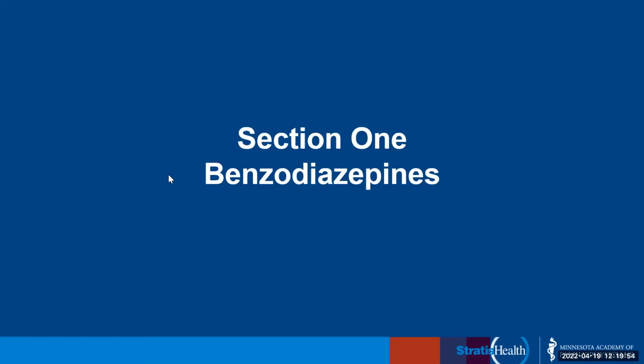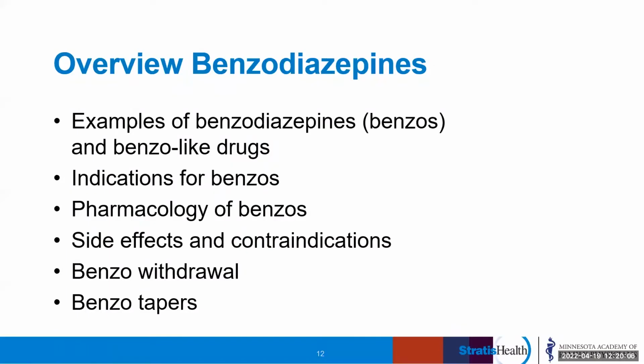So this is kind of busted up into sections. The second section is a little bit more about benzodiazepine use when patients are on buprenorphine, which is a common question we get asked. So we're going to talk about that. Next slide. So this is kind of the overview. And again, we're going to talk about examples of them, indications, some of the pharmacology, a little bit about withdrawal and tapers and some of the side effects that we'll see with this.